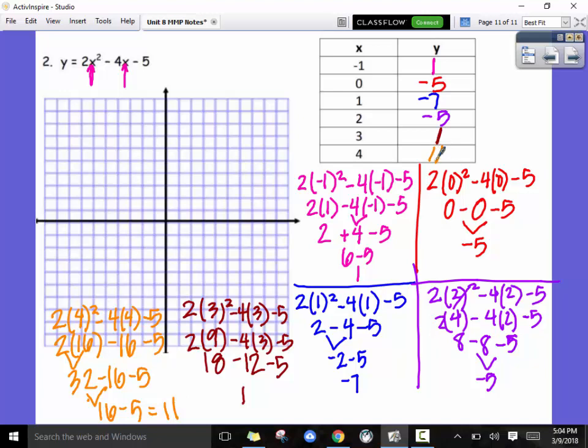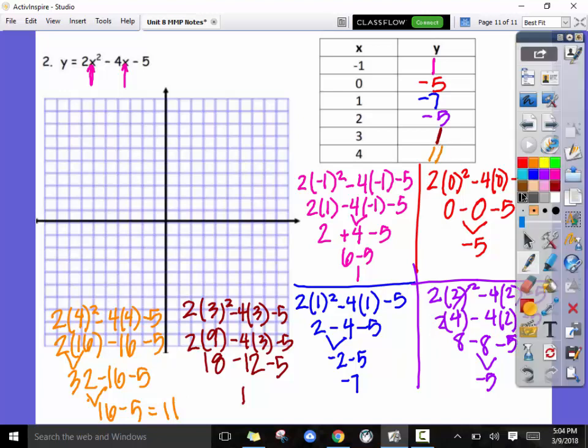And now I am going to go plot these points. So -1, 1, 0, -5. 1, -7, 2, -5, 3, +1, sorry, and 4, +11, which is off the graph. Okay, now I'm going to draw a smooth curve.